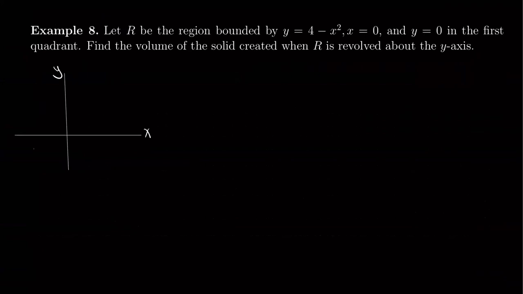4 minus x squared, we know looks like this. Here is my y equals 4 minus x squared. I also have x equals 0, y equals 0 in the first quadrant. So x equals 0 is the y-axis. Let me say that again. X equals 0 is the y-axis, and y equals 0 is the x-axis. So then you should be able to see that in the first quadrant, this is that region in question.